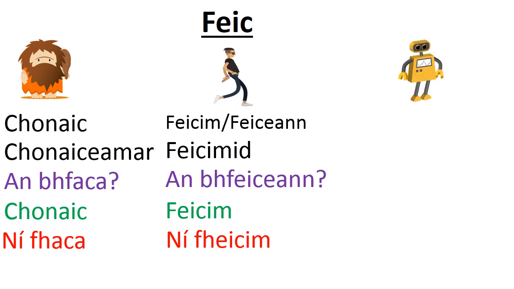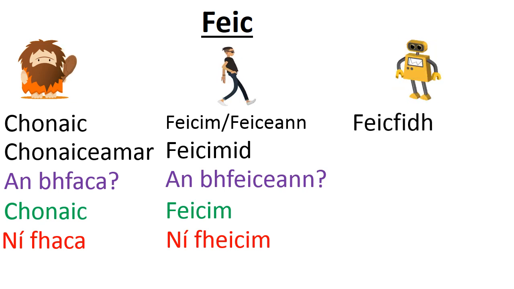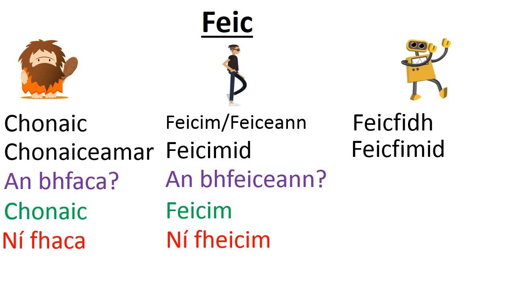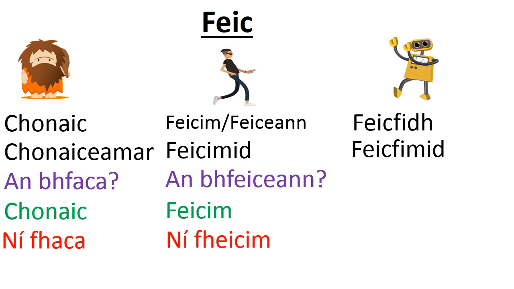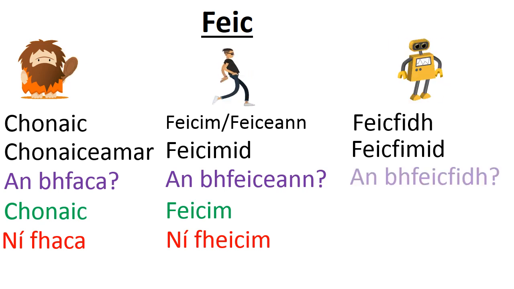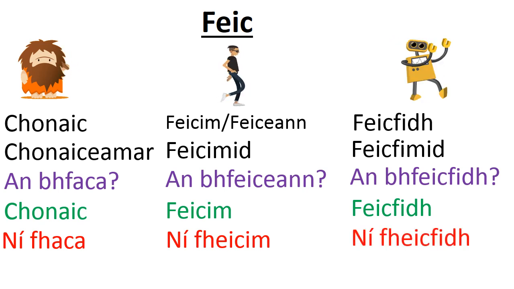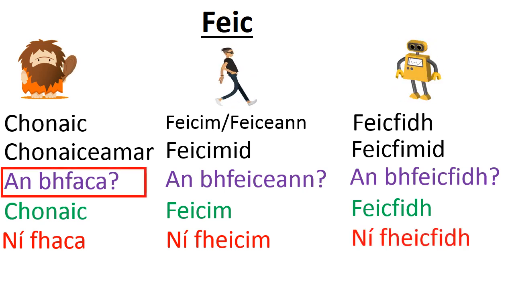An aimsir fháistineach. Feicfidh. Feicfidh. Now here there's no special ending for me. So it's feicfidh mé, feicfidh tú, feicfidh sé, feicfidh sí, feicfidh siad. And then for we, feicfimid. Or some people would pronounce this with the F, they'd say feicfimid. Most people would say feicimid. An bhfeicfidh, again, we just add the urú, the bh at the beginning. Feicfidh, to say yes. Ní fheicfidh, to say no.